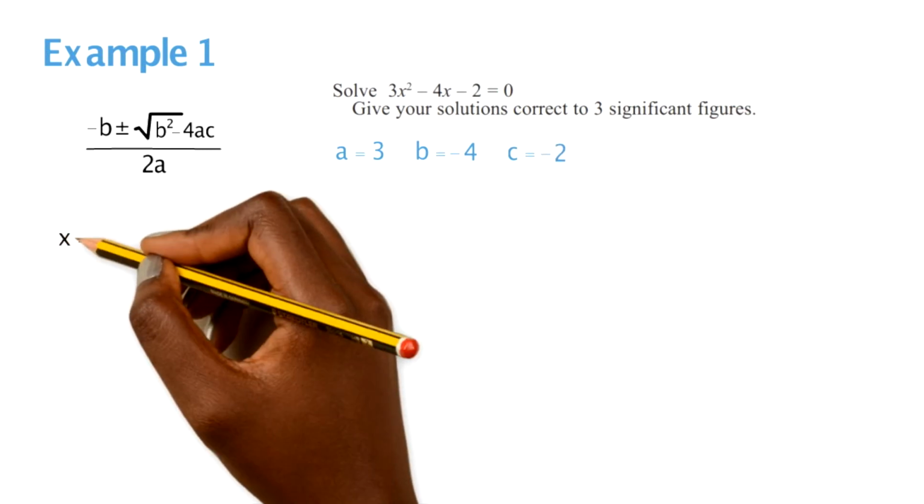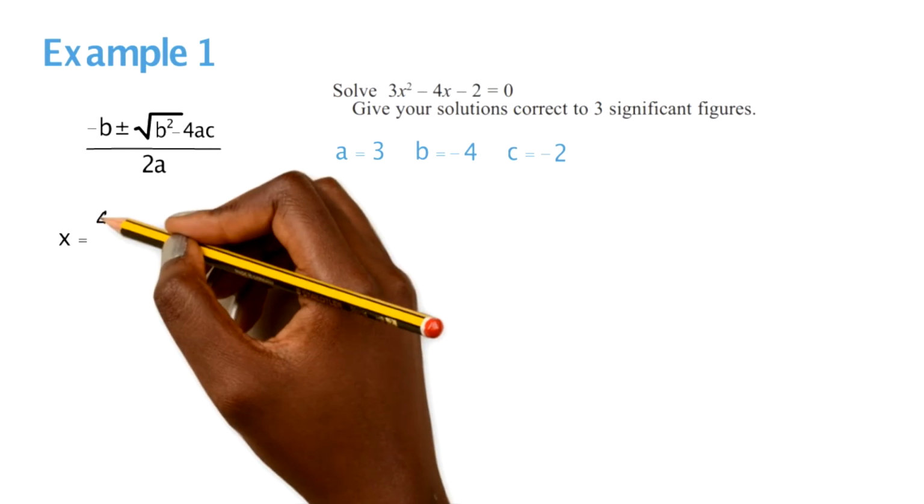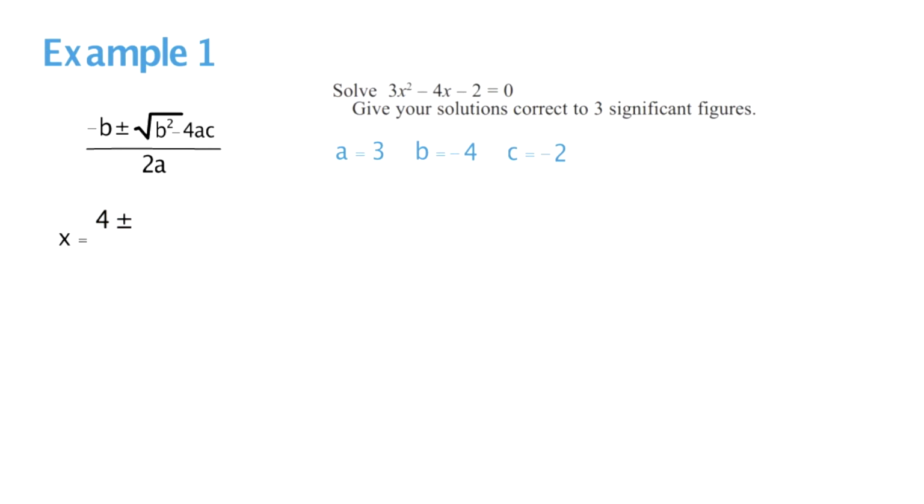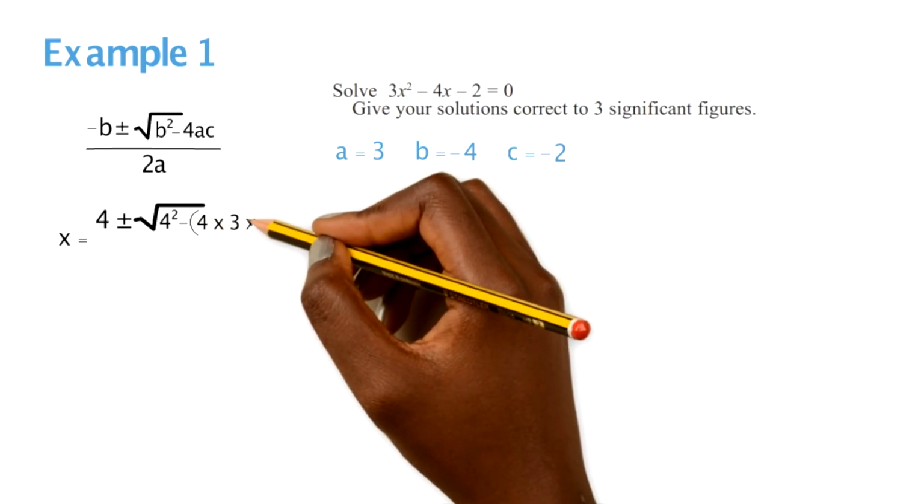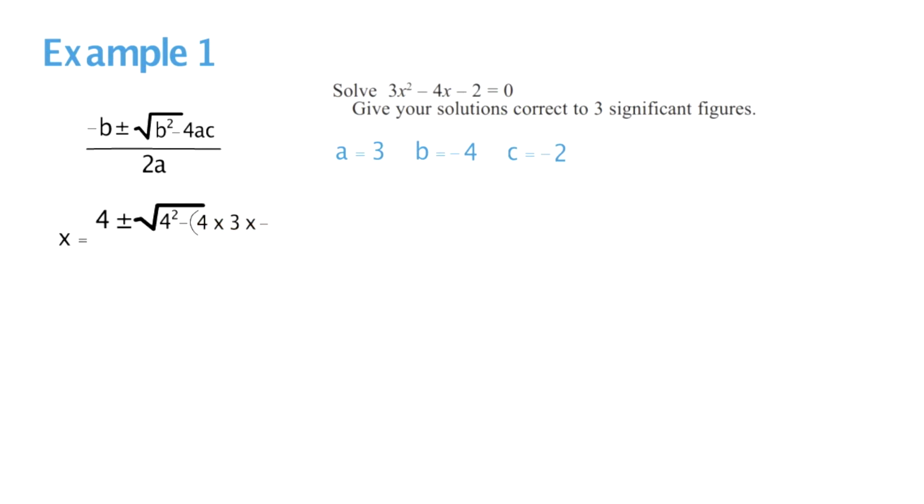Now we know those values, we're going to substitute them into our formula. We would end up having positive 4. The reason it's positive 4 and not negative 4 is because the two negatives cancel out. Then we substitute everything else, so we'd end up having that, take away that, over our 2a, but this time rather than 2a it will be 2 times 3.